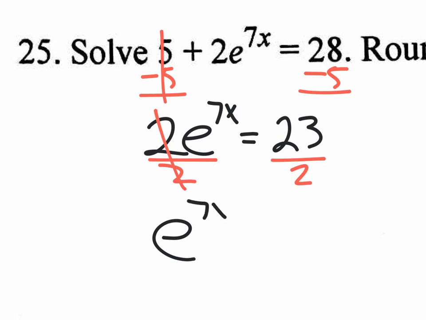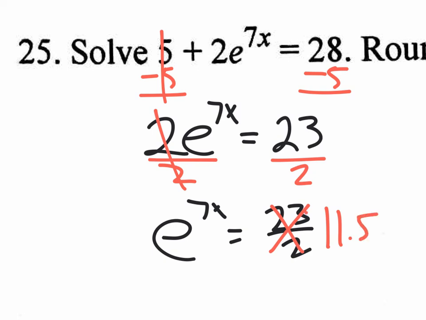e to the 7x equals 23 divided by 2. If you wanted to write that as 11.5, go for it. It doesn't really matter. You're going to use a calculator anyway. Okay? So anyway, why not? Let's just change this to 11.5. Scratch that out. So you have e to the 7x equals 11.5. We need to get this x down from the exponent to be a regular term, so you don't want this base e. So what you're going to have to do is apply a log base e, which is really an ln. Log base e is ln.